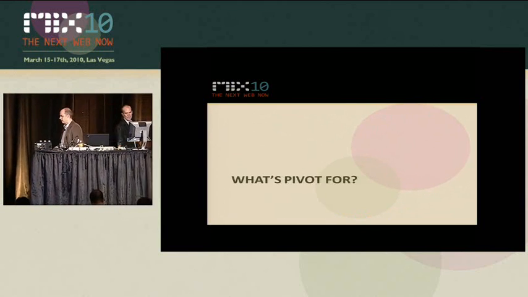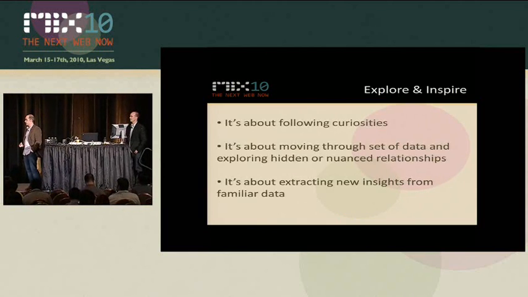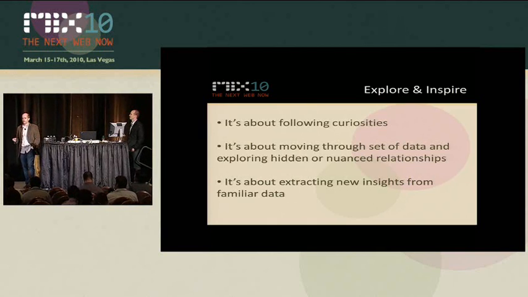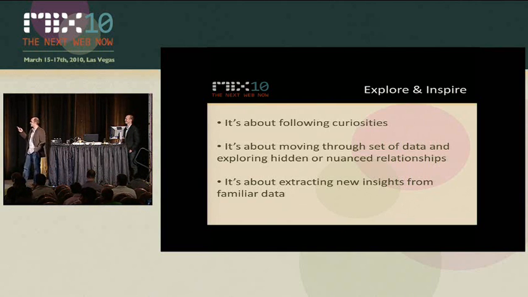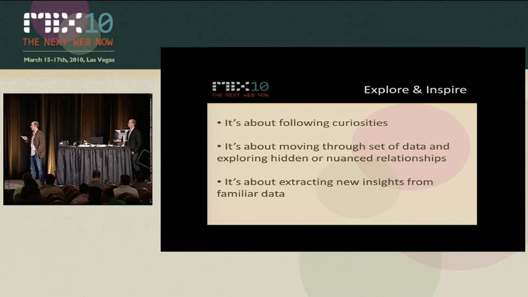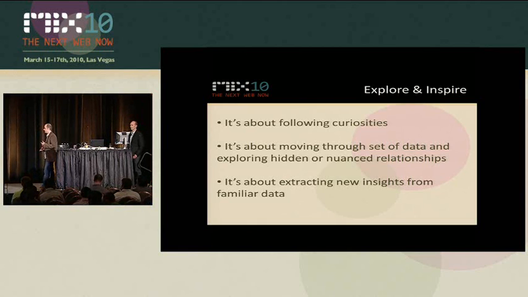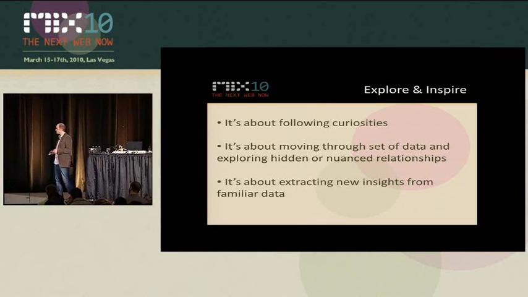So rather than diving into what Pivot is, let's talk about what Pivot is for first. Pivot is really about two, I guess what we'd call meta scenarios. The first one of which we call explore and inspire. This one's really about following your curiosities. As we say, it's really about moving through a large set of data and exploring hidden or nuanced relationships. And then lastly, it's about extracting new insights from familiar data.